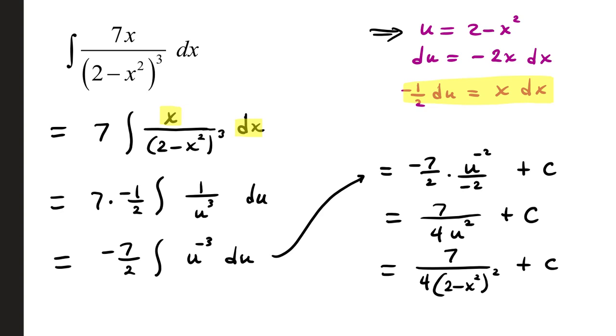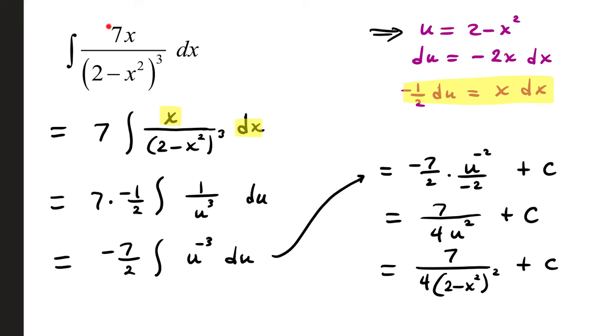7x over 2 minus x squared quantity cubed. Our grouped term is 2 minus x squared. So that's our substitution. We're going to let u equal 2 minus x squared. The derivative of our substitution is du equals negative 2x dx. Back in the original problem, x dx is not that hard to achieve. If we divide off this negative 2, that'll give us negative 1/2 du equals x dx, which just happens to be the remaining part of this problem.